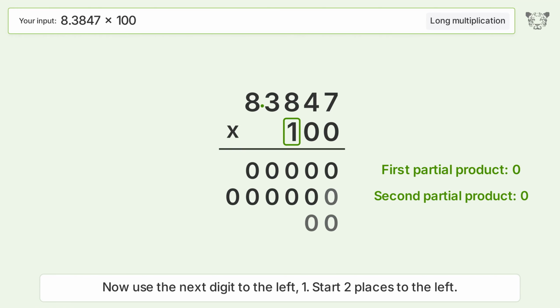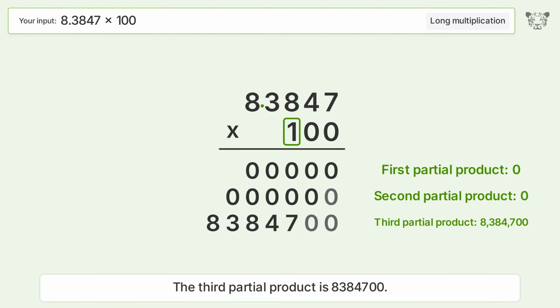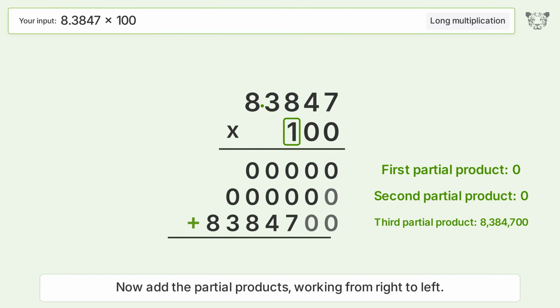Now use the next digit to the left, 1. Start two places to the left. 1 times 7 is 7. 1 times 4 is 4. 1 times 8 is 8. 1 times 3 is 3. 1 times 8 is 8. The third partial product is 8,384,700. Now add the partial products, working from right to left.